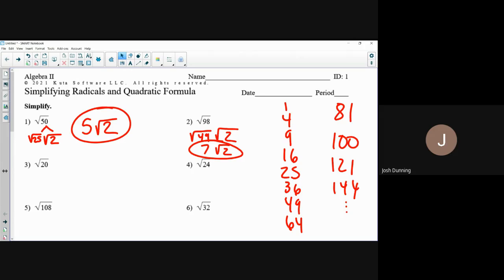3, this one you probably wouldn't have to look too hard at that list. 4 times 5 is 20. 4 is a perfect square, so we put that first. 2 radical 5. 4 uses 4 again. 4 times 6, 24. 4 is a perfect square. Square root of 4 is 2. Again, then just bring the other one down.